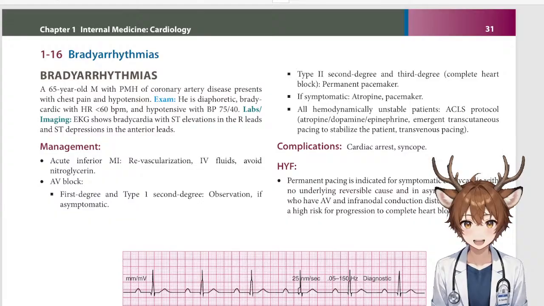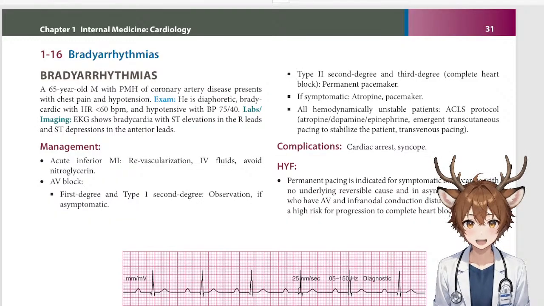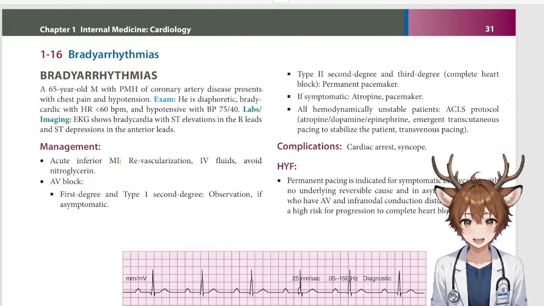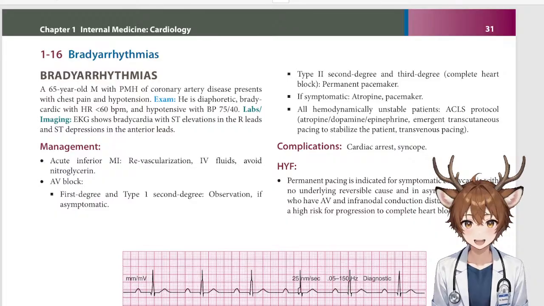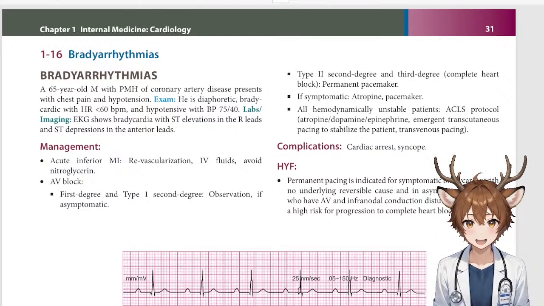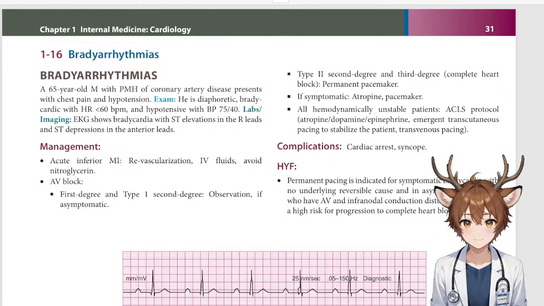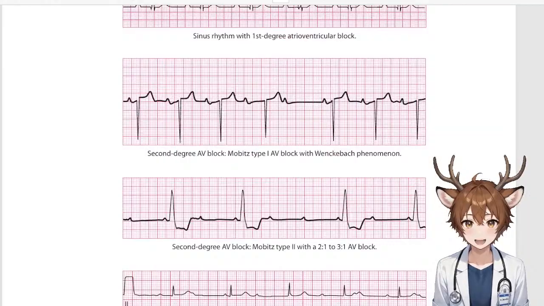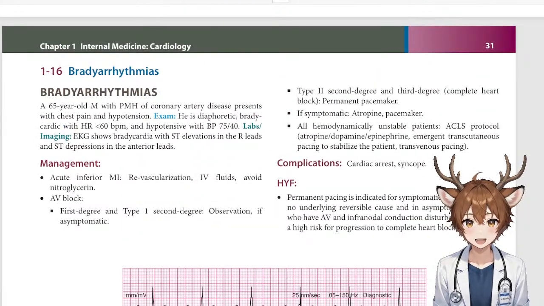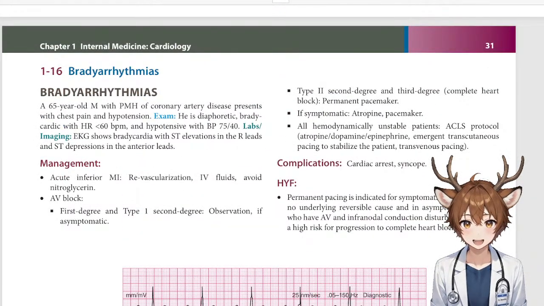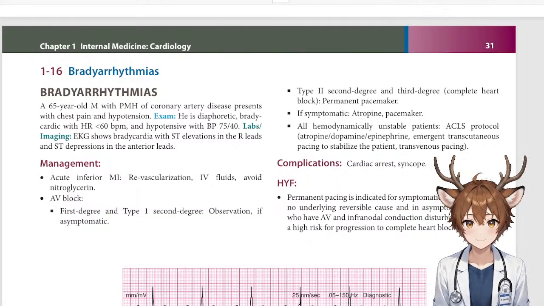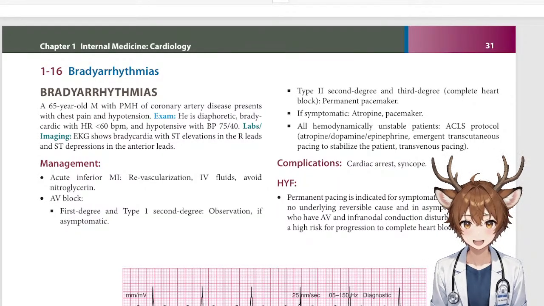Management: acute inferior MI, revascularization, IV fluids, avoid nitroglycerin. AV block, first degree and type 1 second degree: observation if asymptomatic. Okay, and I assume this is the rest of it right here. Type 2 second degree and third degree, complete heart block: permanent pacemaker. Well, yeah, third degree is complete heart block. Type 2 is obviously not. But in those cases, you go for a pacemaker.